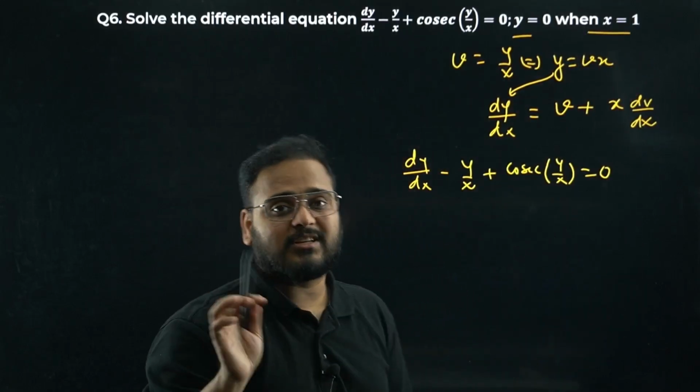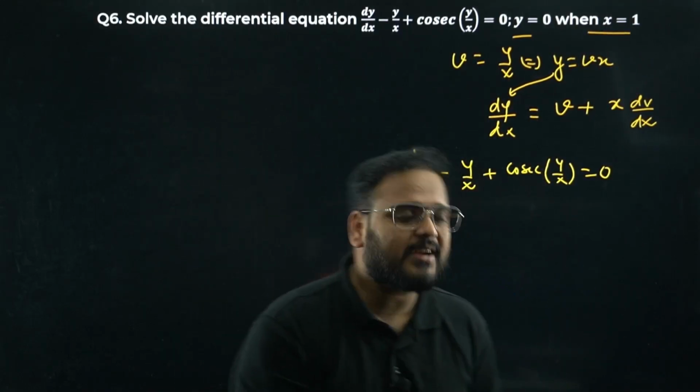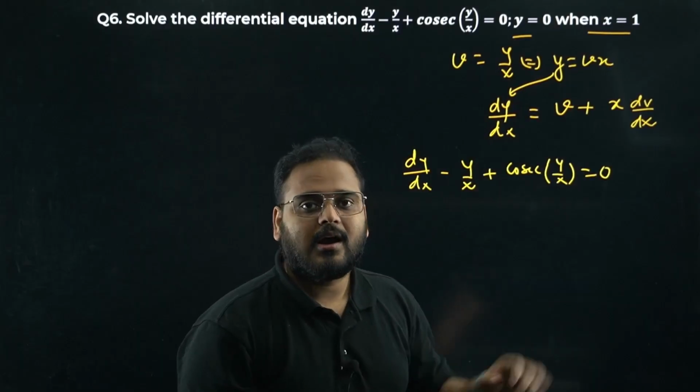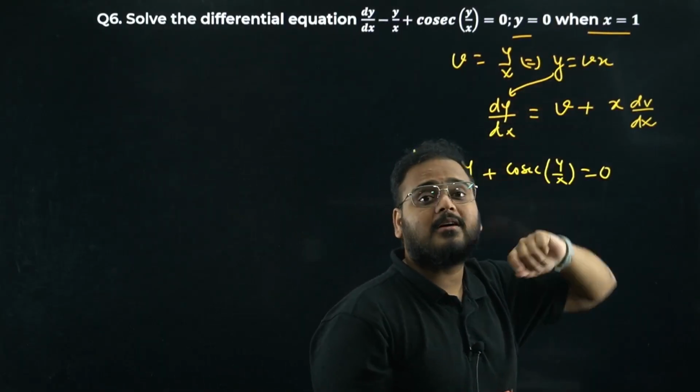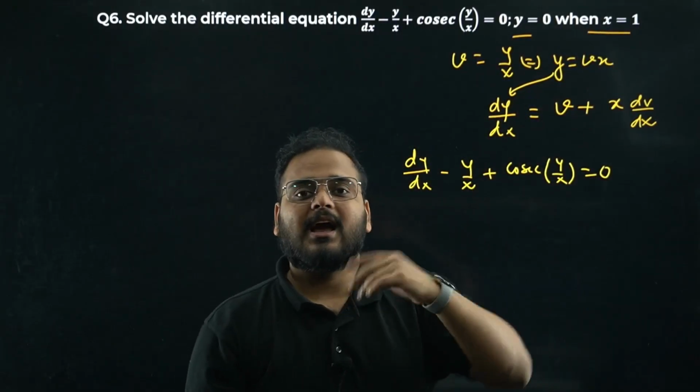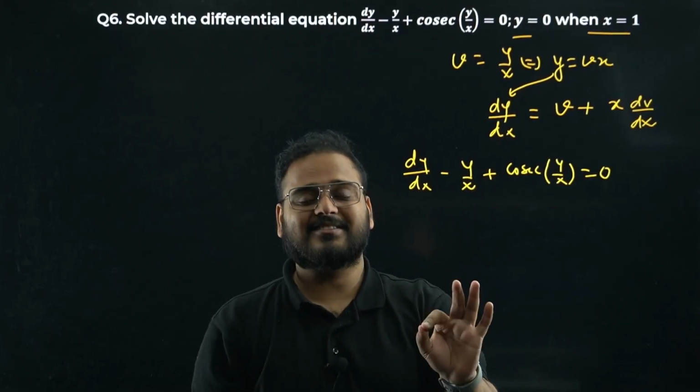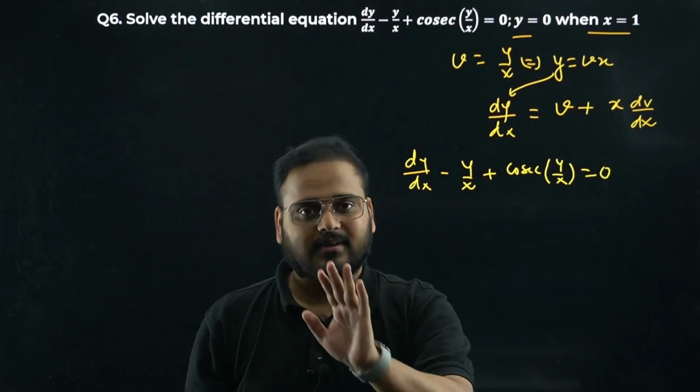So they are not looking for a general solution, they are looking for a particular solution, right? Of course, you have to get the general solution, then use the x and y values to get the value of the constant c, and put it back to get the final result in terms of the particular solution. I hope that is okay.